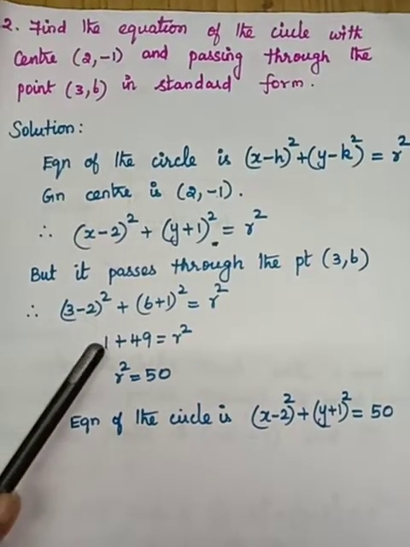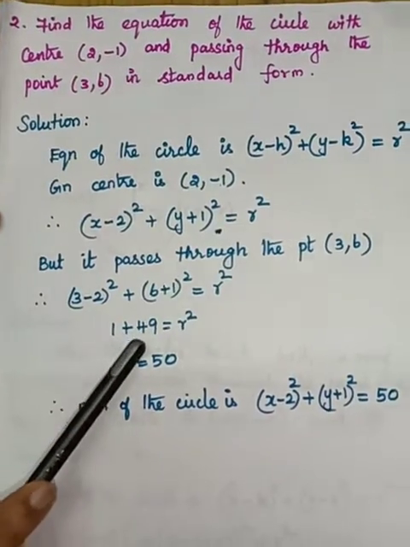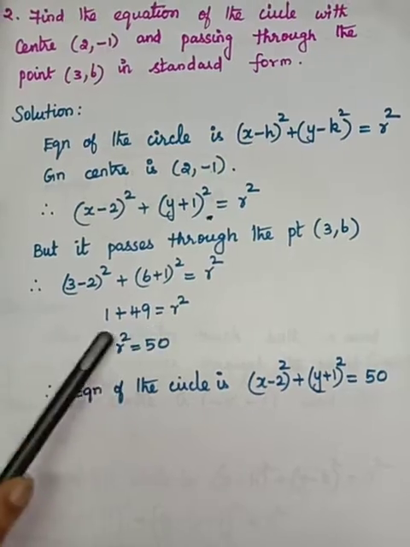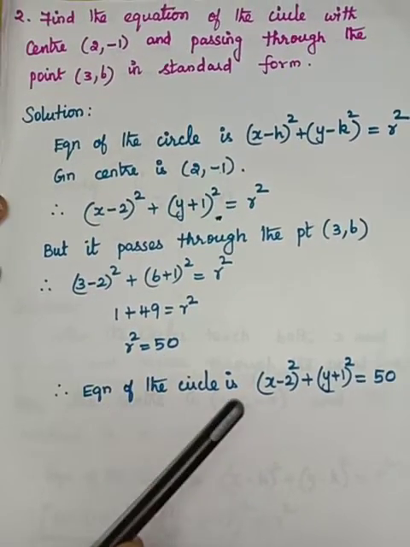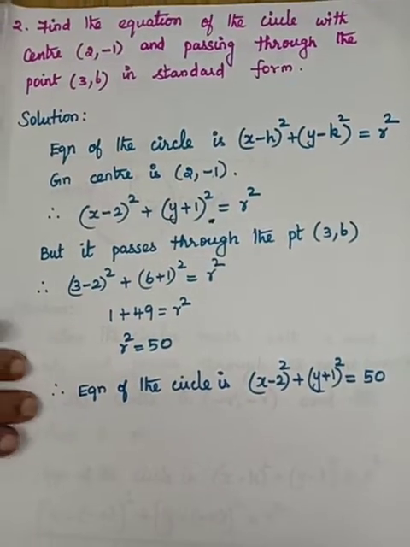What is 3 minus 2? It is 1. 1 squared is 1. 6 plus 1 is 7. 7 squared is 49. That is equal to r square. So 49 plus 1 is 50. So you have to substitute r squared in this equation. That is the equation of the circle.